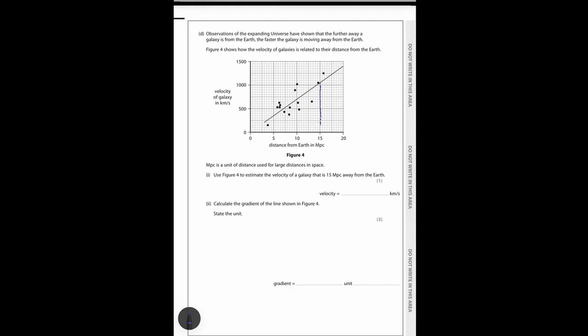But you've got to draw a line from there, the 15, up to the line of best fit, and then go from there across. You'd be using a ruler. And then that's where it gets to. Now I've just got to be very careful with the scale from that.